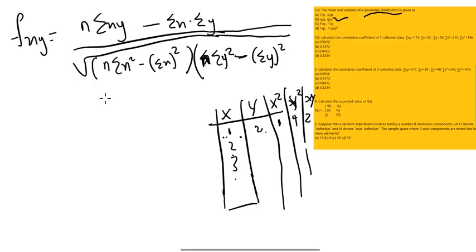Say it's 1, 2, 3: 1 plus 2 plus 3 is 6. Let's say 2, 4, 5: 4 plus 5 plus 2 is 11. So this one here is called summation x, because you are adding all the x values. You are summing all the x values.